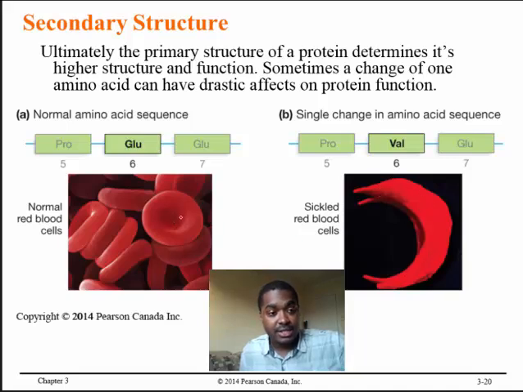Now, the function of red blood cells is to carry oxygen. When they're deformed like this, they are not able to carry oxygen as efficiently through the cell. So you get a disease called sickle cell anemia, where you can't carry oxygen properly.